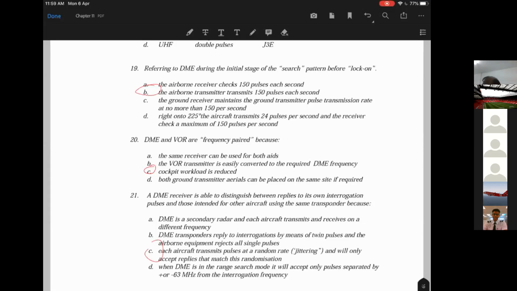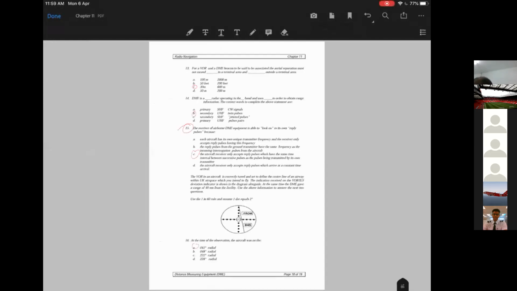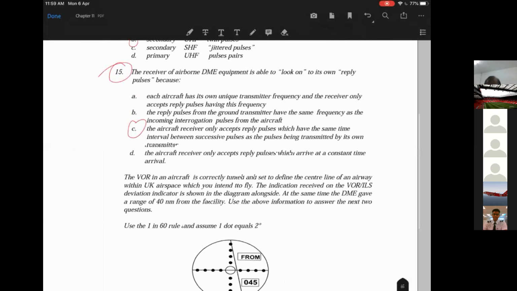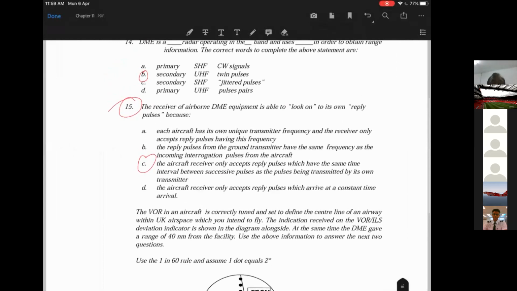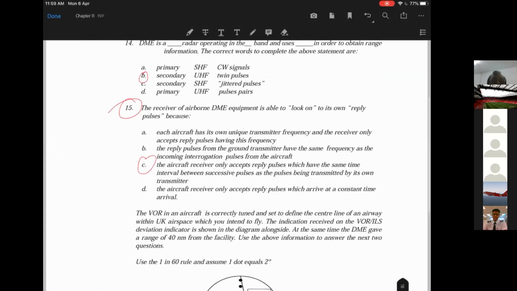As far as the DME is concerned, we have finished with the DME now. Any questions, any doubts, any clarifications required before I proceed on to the next topic, which is secondary surveillance radar? Sir, can you explain question number 15? Correct. Okay, the receiver of the airborne DME is able to lock onto its own reply.